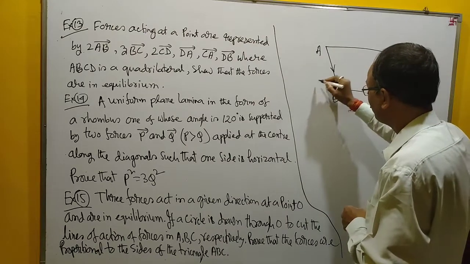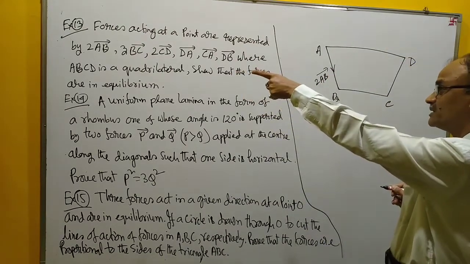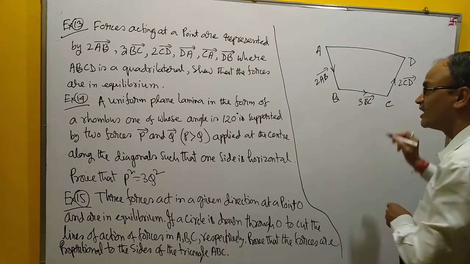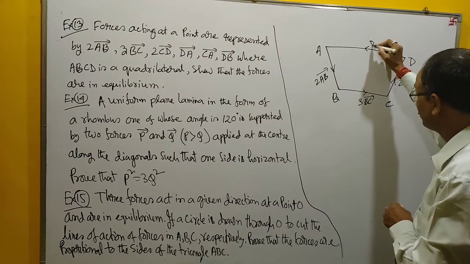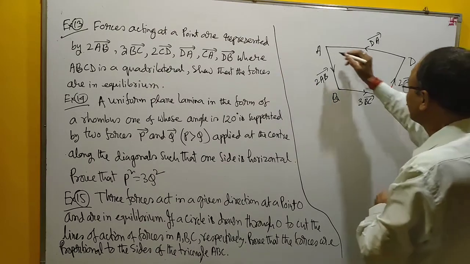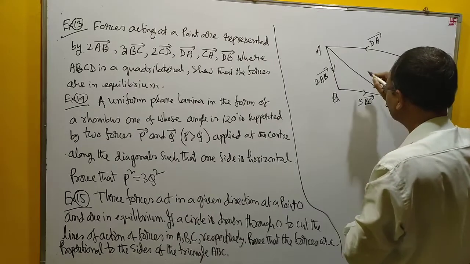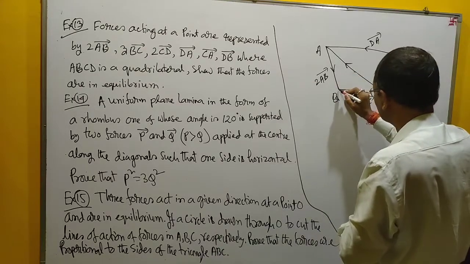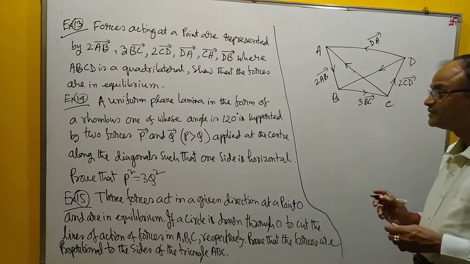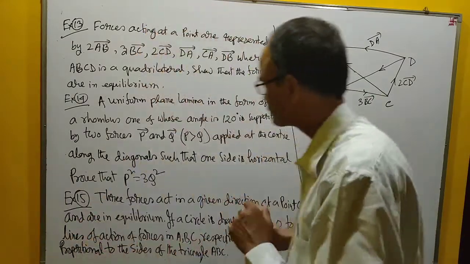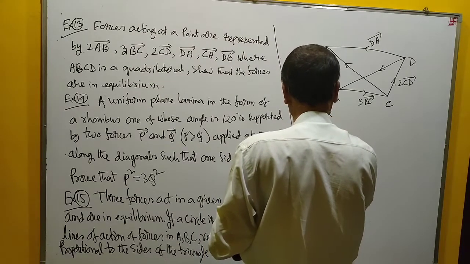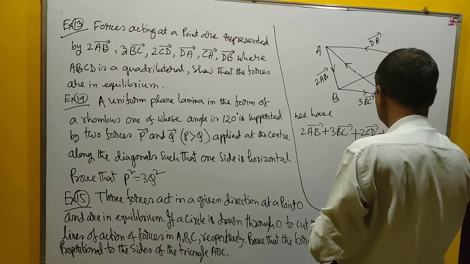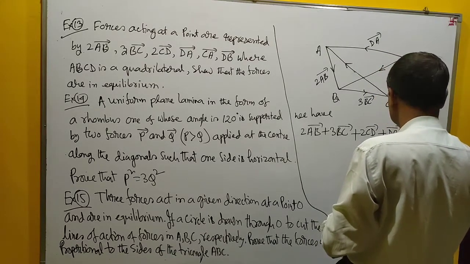A force is represented by 2AB, 3BC, 2CD, also DA, also CA. Not only that, draw DB also. We have to show that the forces are in equilibrium. We have 2AB plus 3BC plus 2CD plus DA plus CA plus DB, these vectors.